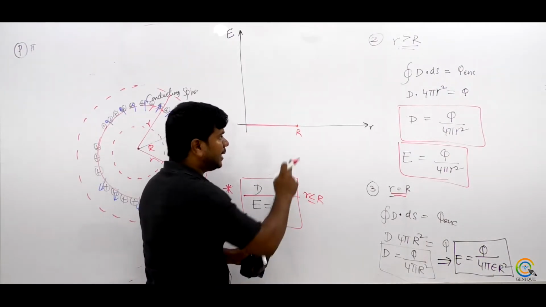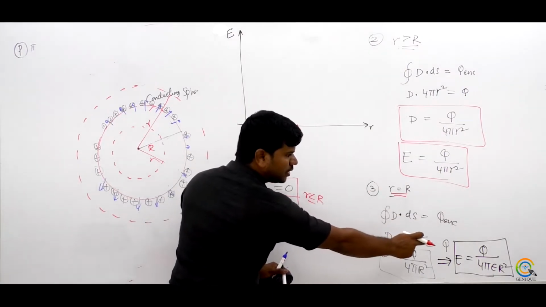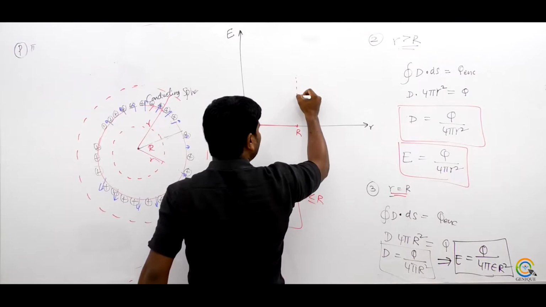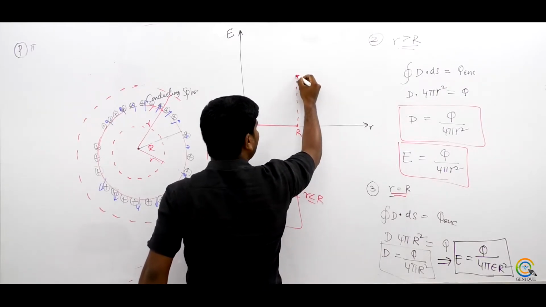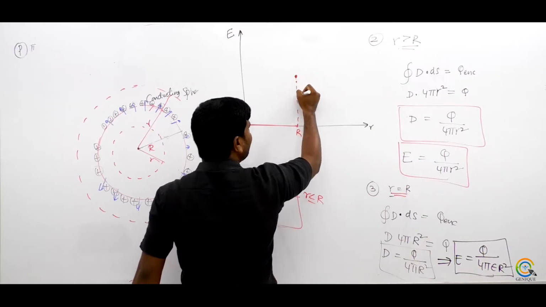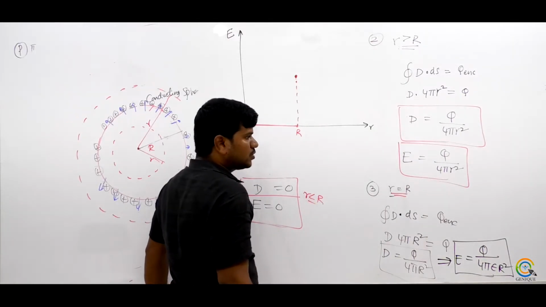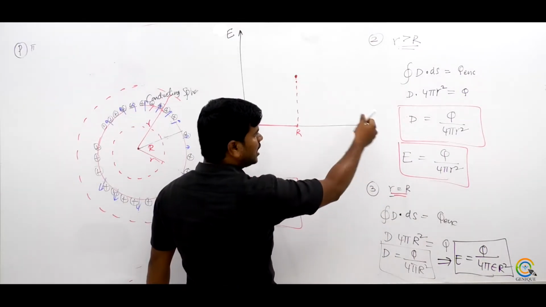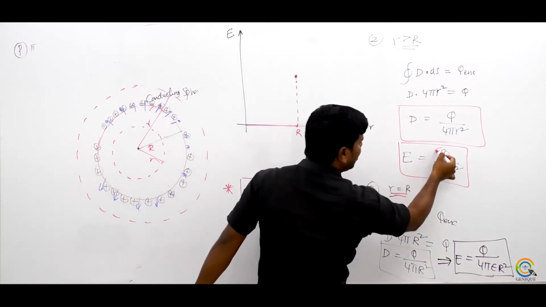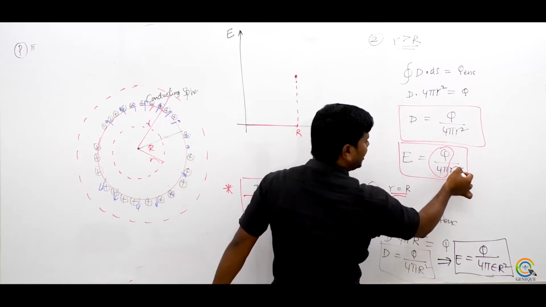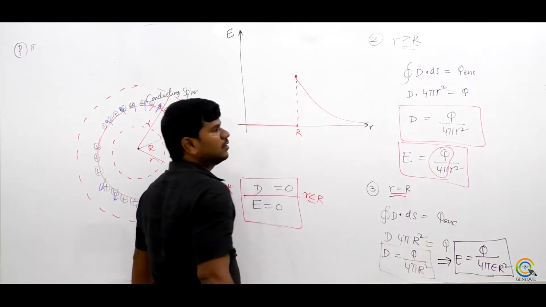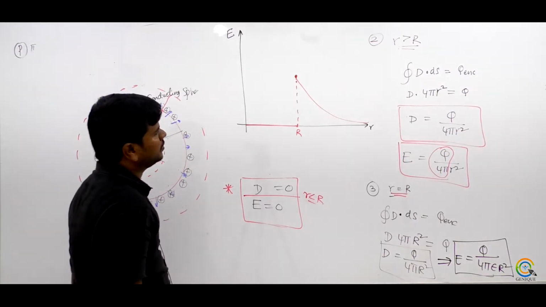Okay, but at R, what do we get? Q divided by 4 pi R square. So here we get Q divided by 4 pi R square. Okay, so now what about this? For R greater than R, this is all constant, but here R square, as R increases, it decreases. So this is the figure.